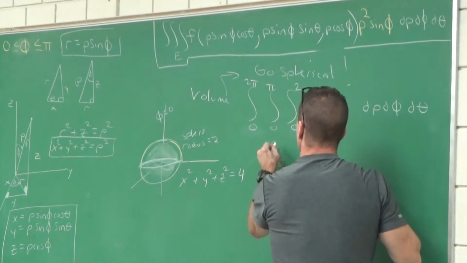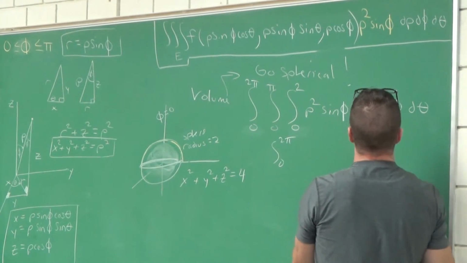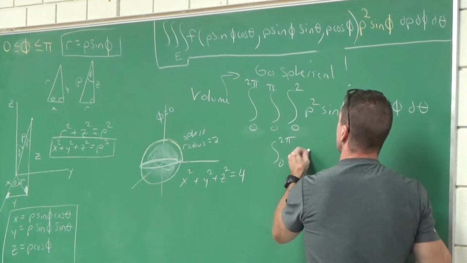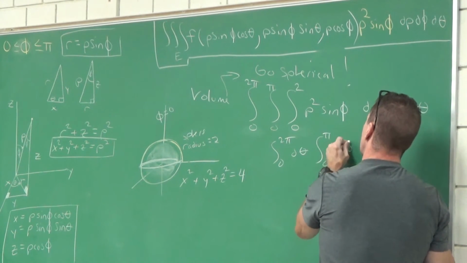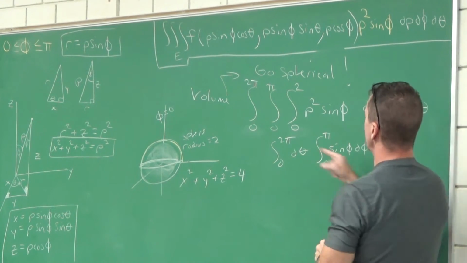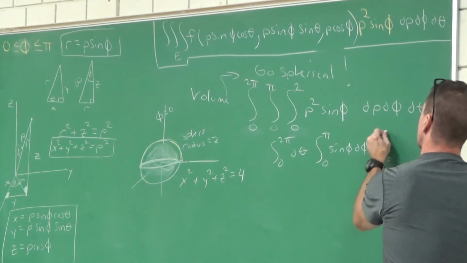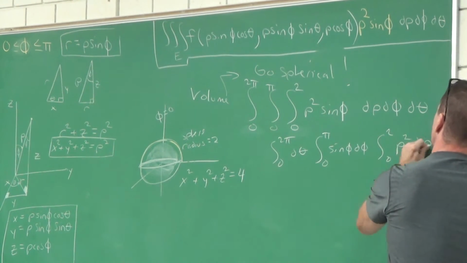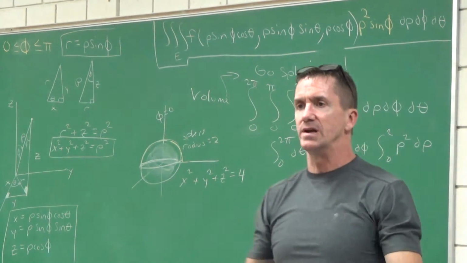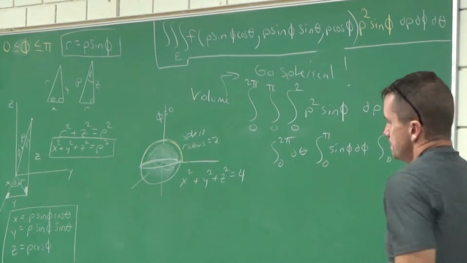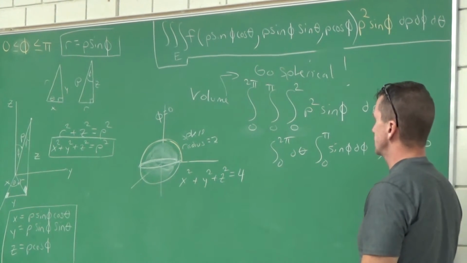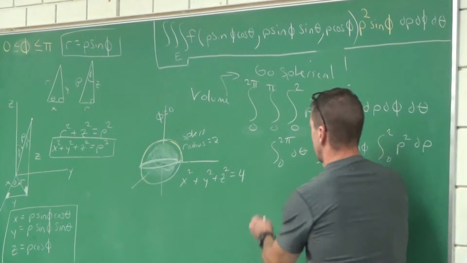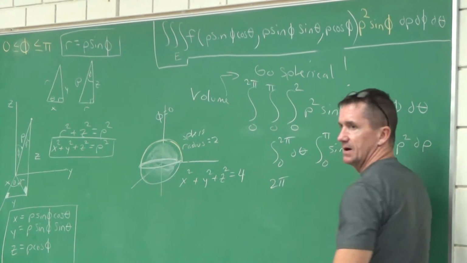So you've got a 0 to 2 pi of the what? Just the d theta. Then you've got a 0 to pi of sine phi. And then you have the 0 to 2 of the what? That's how I do it. I don't do it iterated if I don't have to. Do that, do that, do that. Multiply, get the product. What's that? It's 2 pi. Done there.